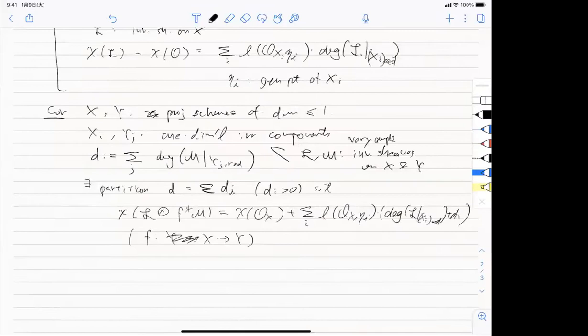What is this corollary about? It is about the formula for this Euler characteristic. This determines the Hilbert polynomial of an isomorphism F, if such an isomorphism exists. The point is that the right-hand side is independent of F. F does not appear on the right-hand side. So the right-hand side can be computed before knowing or constructing the isomorphism F.